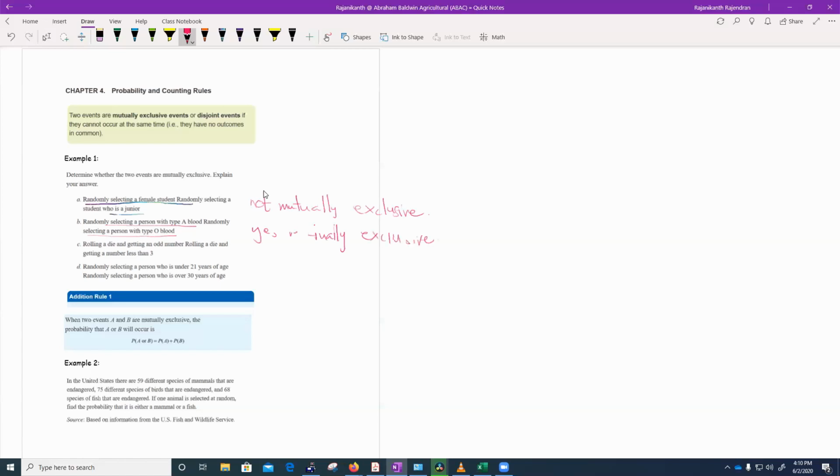Next one. Rolling a die and getting an odd number. When you roll a die, you could get an odd number. Rolling a die and getting a number less than 3. Ask yourself, is there any possibility to have a number which is odd and at the same time less than 3? Of course, one is there. One is an odd number which is less than 3. So it is possible to have these two events at the same time. Therefore, this is not mutually exclusive.